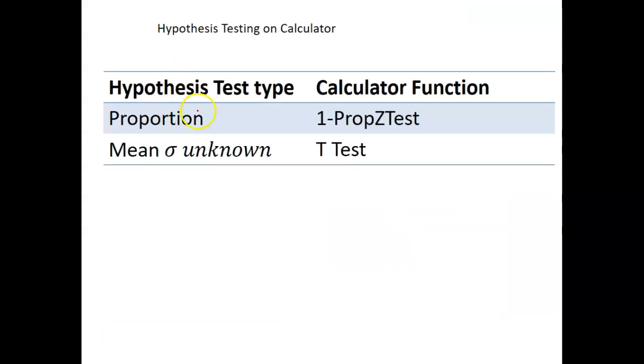Okay, so at this point we have 2 hypothesis tests that we can do on our calculator. For the proportion, we choose one-proportion z-test, and for the mean with sigma unknown, we choose a t-test.